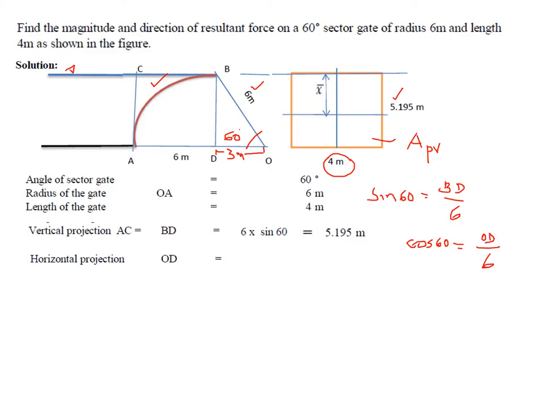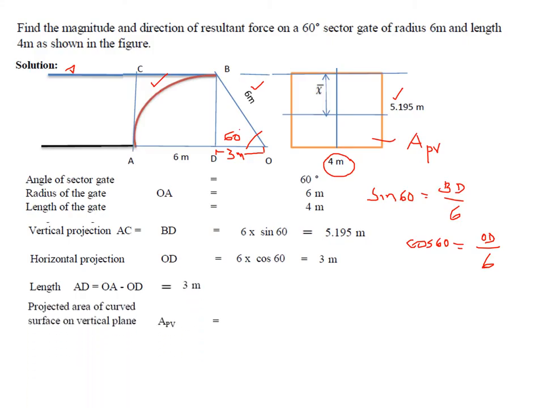Area ACBD plus the area of the triangle minus the area of the sector will give area ACB. So that's why it is needed. I'll tell you later on. So 6 into cos 60 gives you 3 meters. Next I want to find the length AD, which is OA minus OD. OA is the radius, 6, minus 3, so it gives me 3 meters.